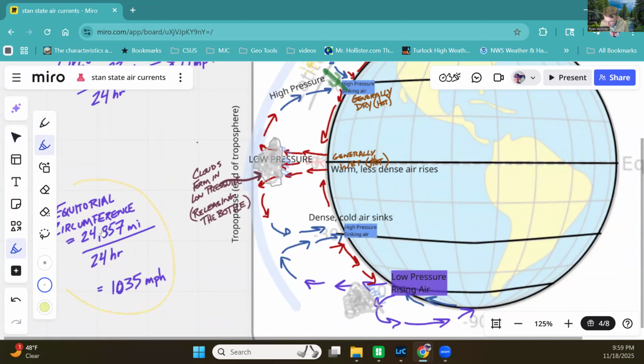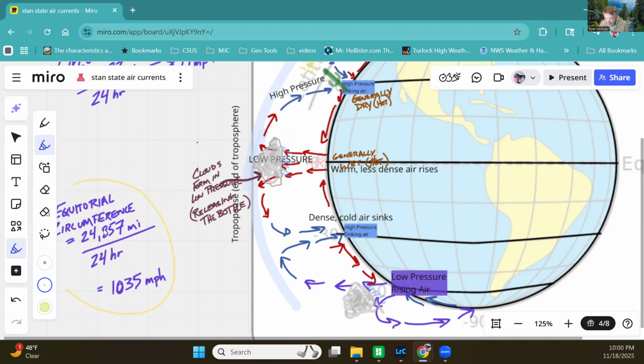The equatorial circumference. So how far would it take if you had walked all the way around the equator, assuming the Earth is a perfect sphere here for these calculations, which it's not, but we know the distance around the Earth at the equator is 24,857 miles, give or take.